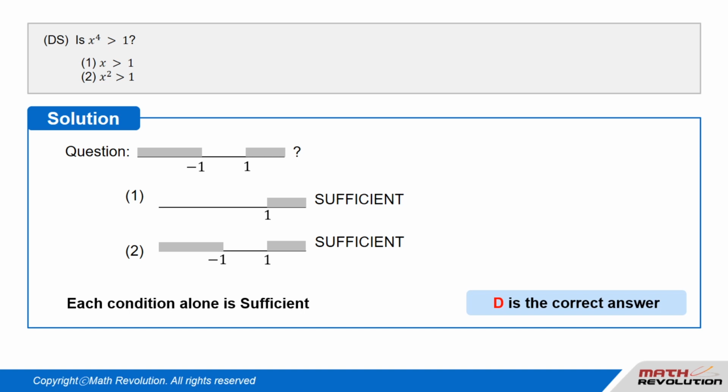Each condition alone is sufficient. Also, according to tip 1, it is about 95% likely that D would be the answer when the value of condition 1 is equal to the value of condition 2. That is, condition 1 equals condition 2. Thus, D is the correct answer. Answer: D.